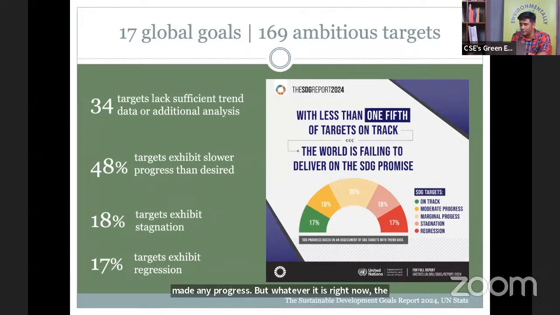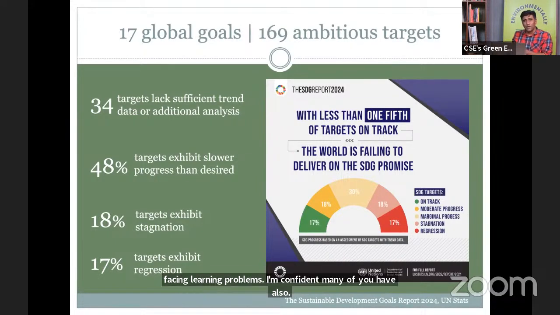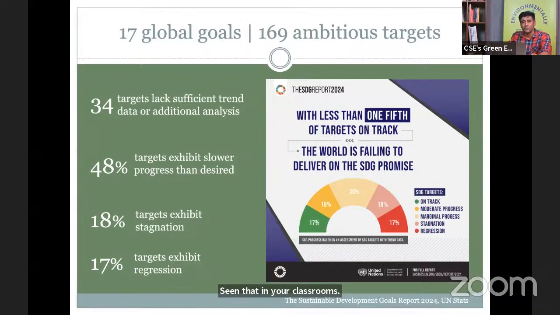One of them, I know for a fact, is quality education, something that countries the world over are struggling with. The entire infrastructure of the way education was being imparted got disrupted during the pandemic. And after that, getting new kids who were born in the pandemic years back to the grind is a big problem. They are facing mental problems, social problems, and learning problems. I'm confident many of you have also seen that in your classrooms. So that is one of the indicators where globally countries are struggling.